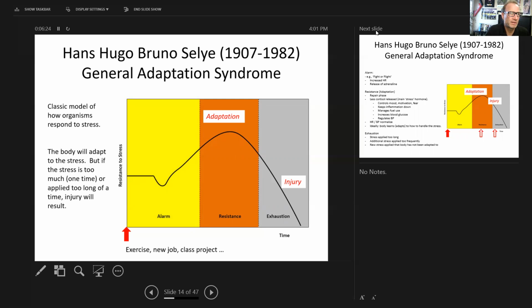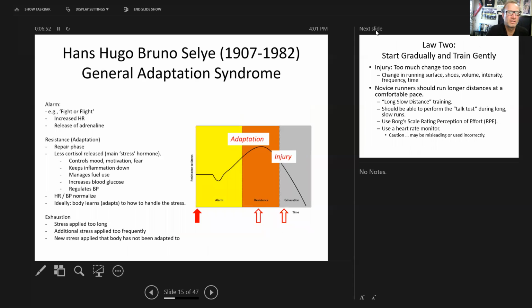Ultimately, if done correctly, the body will adapt to the stress. But if the stress is too much, either one time or over a long period of time, you can get an injury. So when you have a stress, this red arrow, the body responds through an alarm. That's the phase that's referred to in Selye's model. And then you will have resistance and you have adaptation. But if you continue to apply the stress, you will ultimately get injured. And so you do need that adaptation phase to resist the stress.